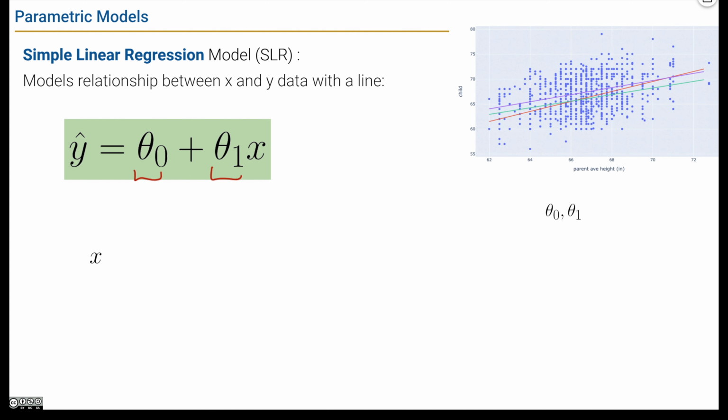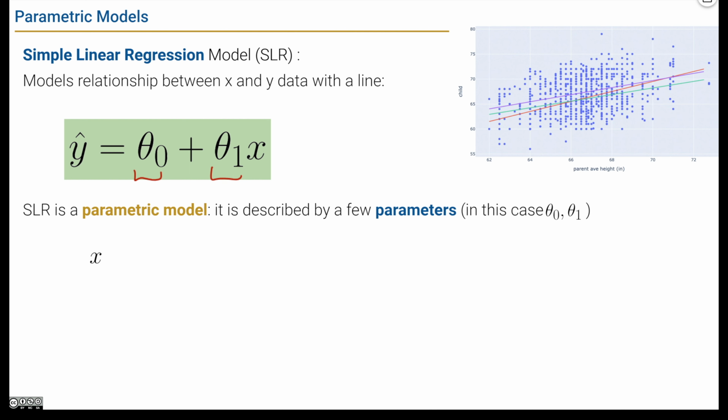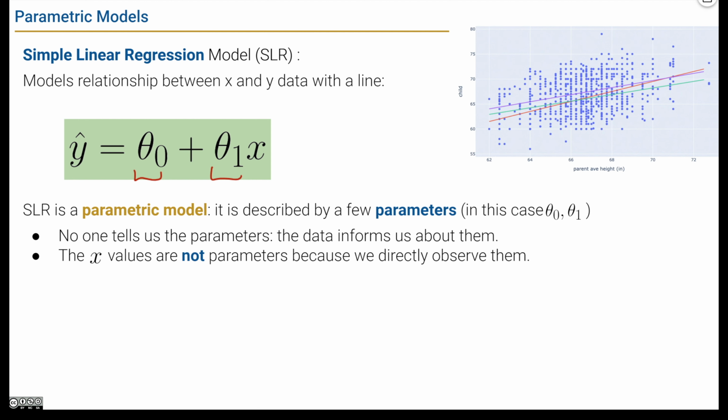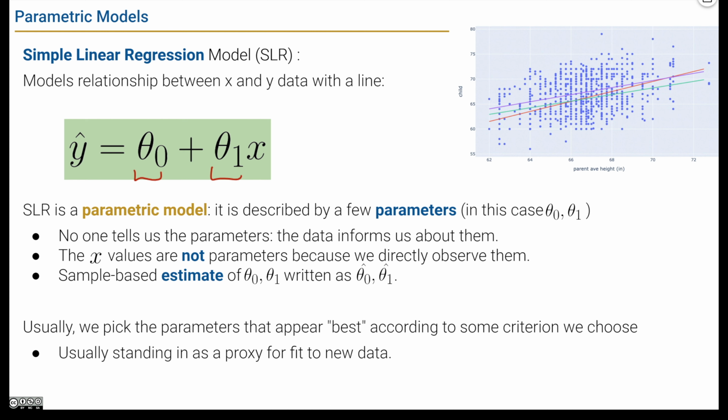And so a question we could ask is, what is the best line for a given data set? In other words, I'm trying to figure out the best slope and the best intercept for a data set. The x values, we're not considering those parameters because they come from the data. We directly observe them. What is considered a parameter in this case are the slope and the intercept. And we are going to come up with the parameters that appear best.